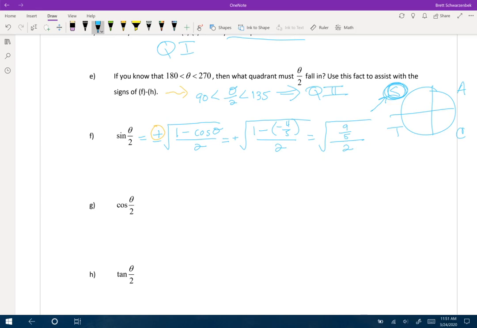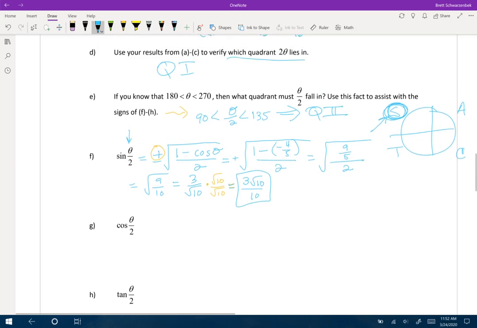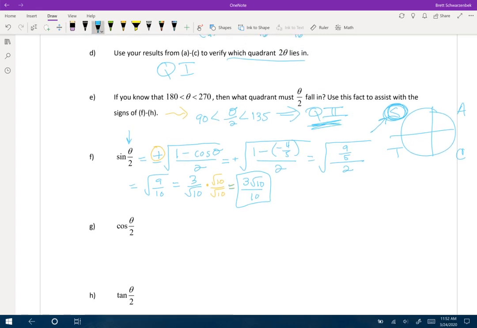If we divide by 2, it's the same as multiplying by a half. So 9/5 times a half is going to be 9/10, which is going to be the square root of 9 over the square root of 10, which is 3 over root 10. And as you know, the only way to give this as an answer is to rationalize. No conjugates or anything. This is an easier calculation. So we are going to get 3 root 10 over 10 as our result. And to reiterate, it must be positive because the half angles for this problem fall in quadrant 2, so the sign has to be positive.